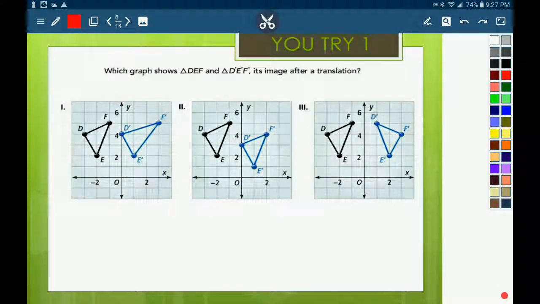I want you guys to give this a try in your U-Try. Pick out which one of these is a translation, and then also if you could please add on in what direction and how many units you had to move each point to go from its pre-image to its image.